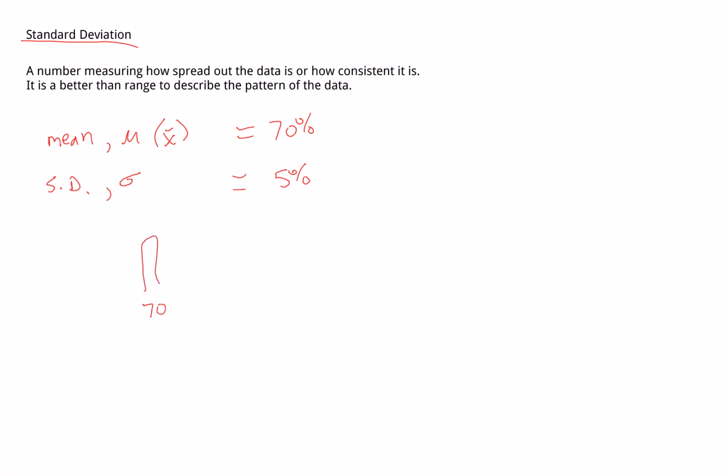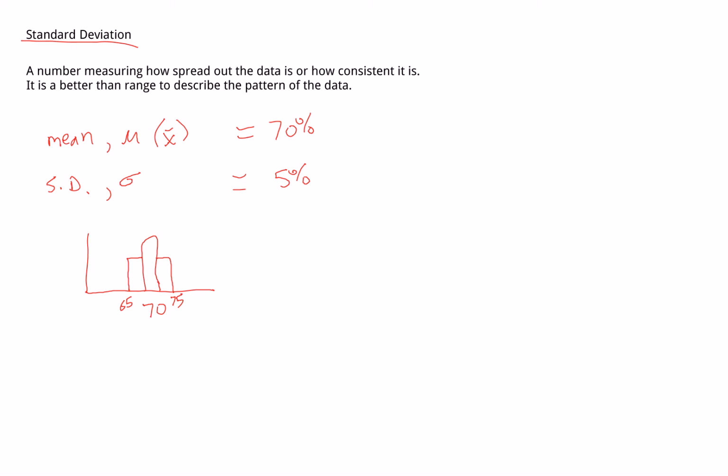So in terms of our graph, most of our data would be at 70. And then it means that the majority of our data is within 5% above and below. So that means from 65 to 75 would be where most of our data is. Okay, so it sort of tells you how spread out it is or how close it is.